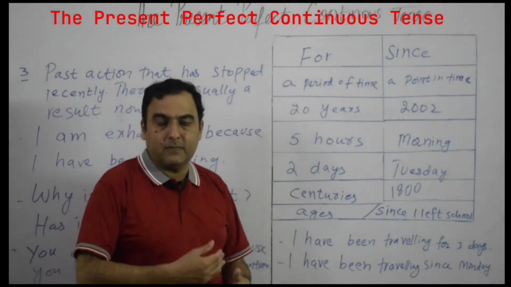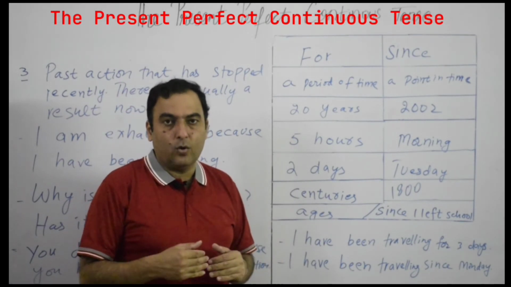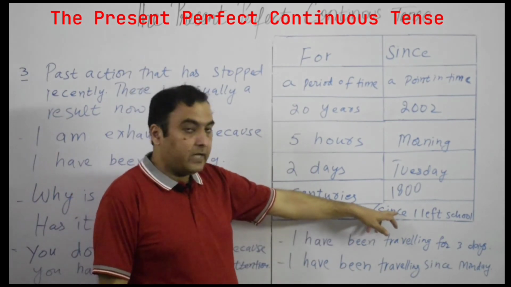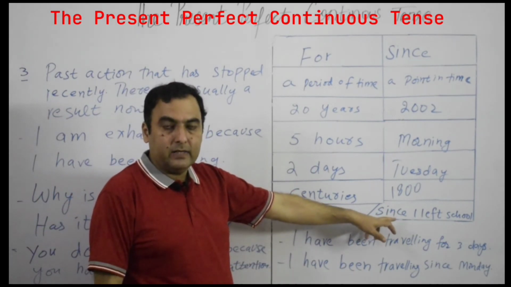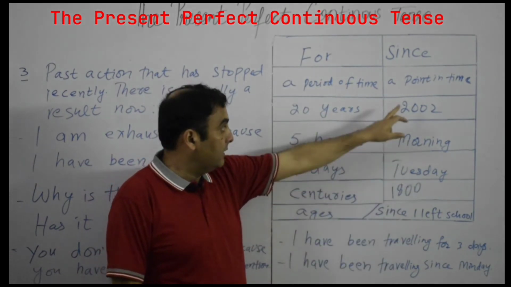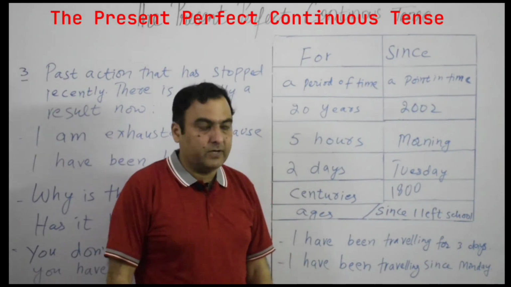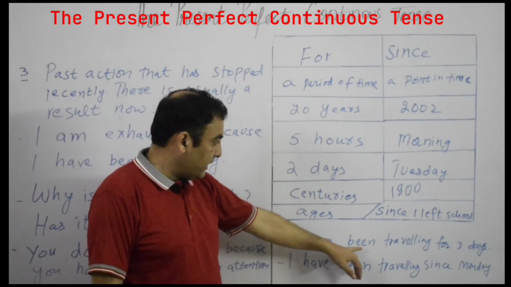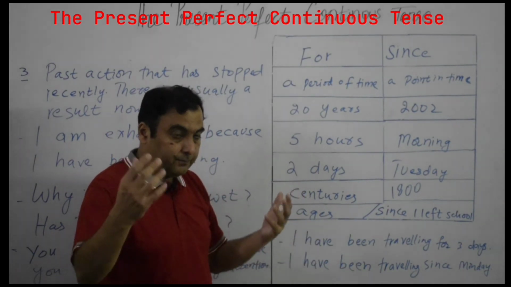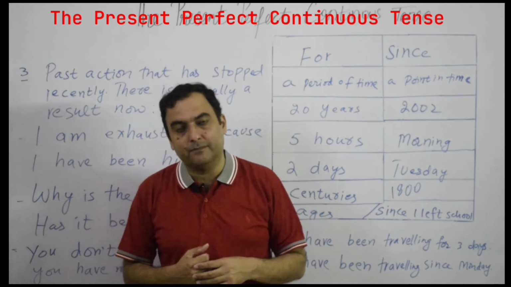For ages, I haven't seen you for ages. Where were you, for example? Or I have been learning English for ages, for example. Or I have been learning English since I left school. So, a point in time, since I left school, since my university, for example. And I have been traveling for 3 days. I have been traveling since Monday. One more example. That's it for today.